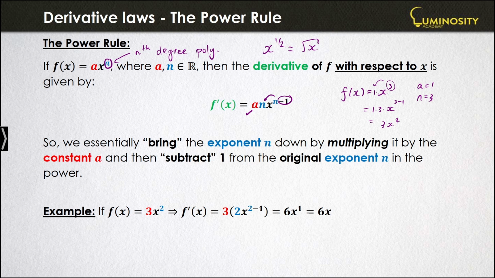Essentially we bring the exponent n down by multiplying it by that constant a, and then subtract 1 from the original exponent n in that power term. As an example, if f of x equals 3x squared, then for the first derivative, we bring the 2 down by multiplying it, and then subtract 1 from the exponent. So we get 3 times 2 is 6, and 2 minus 1 in the exponent is just 1. So 6x. Notice we went from a quadratic, and the derivative is a degree less. It went to a linear term. All right, so that is the power rule for derivatives.